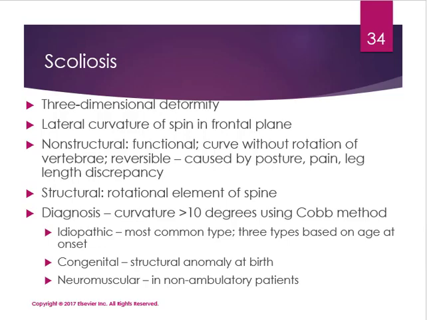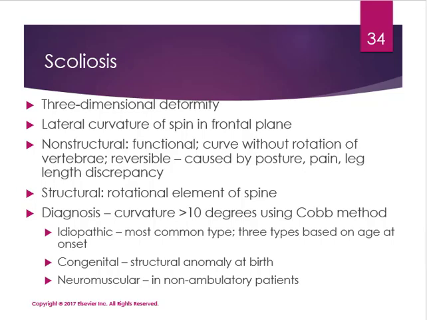Let's talk a little bit about scoliosis. This is a 3-dimensional deformity, most commonly described as a lateral curvature of the spine. There are 2 types, non-structural and structural. Non-structural is functional. It's a curve without rotation of the vertebrae, and it is reversible. It's caused by posture, pain, and leg length discrepancy. Structural is a rotational element of the spine.